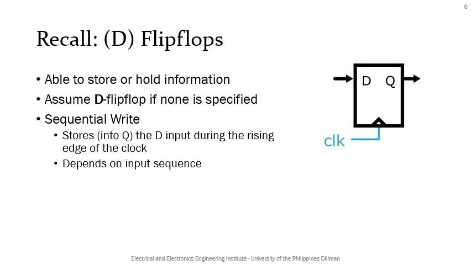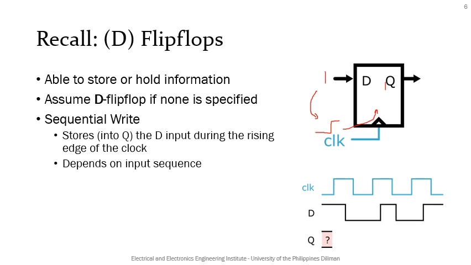Writes to flip-flops follow a sequence and thus are called sequential writes. First, the D input must be provided to the flip-flop. Next, the rising edge of the clock must occur before the D value is stored into Q, or the state of the flip-flop. For example, say we feed this input sequence to the flip-flop with an unknown initial value or state.